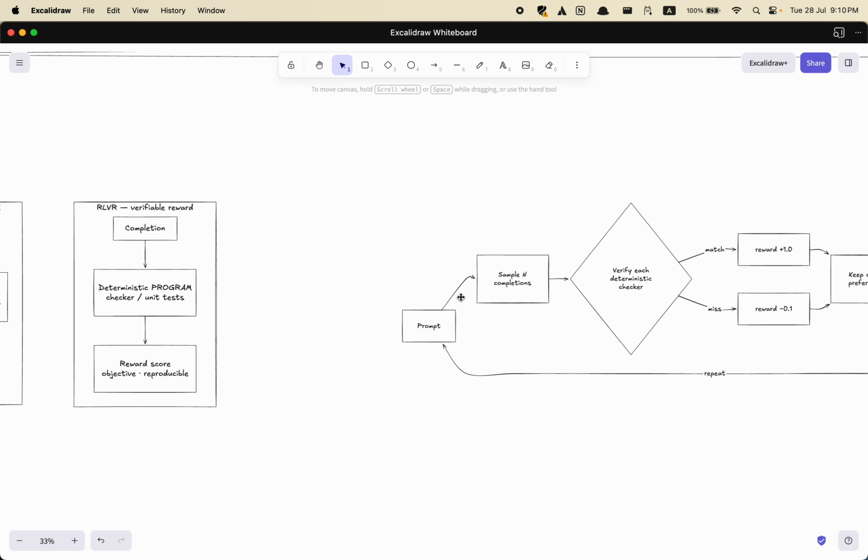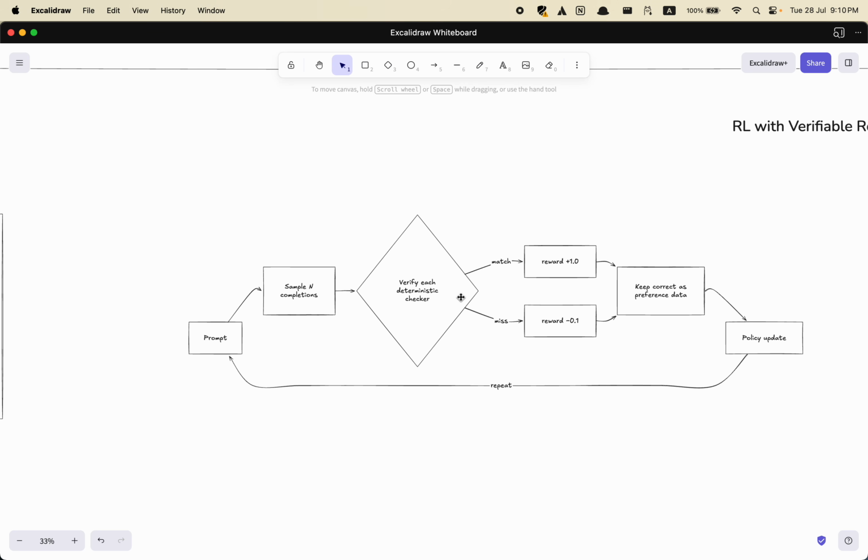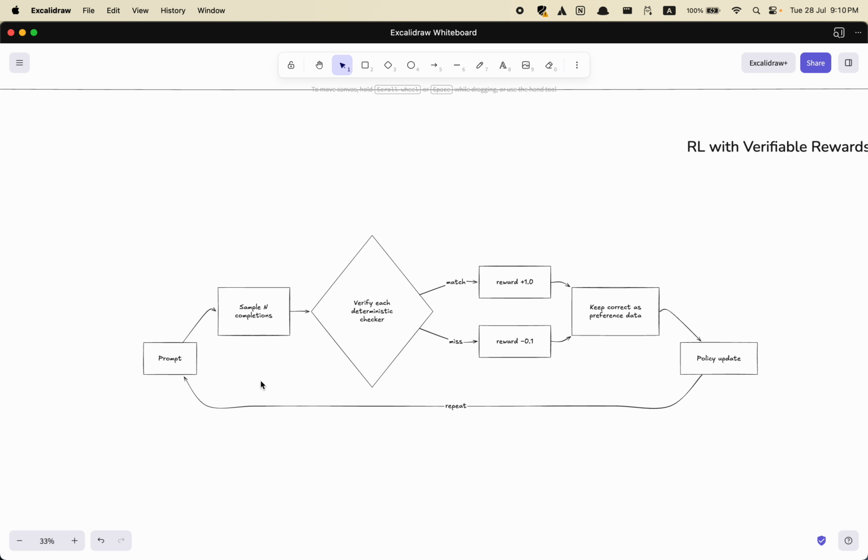Okay, so moving on to understanding the verifiable reward loop, because that's what we're focusing on in this subject, RLVR. For each prompt, we sample n completions, verify each one against the checker, and then assign rewards. Keep the verified correct ones as training data, then update the policy, and then repeat it all. In this scenario, the policy refers to the model. That's what they call it.